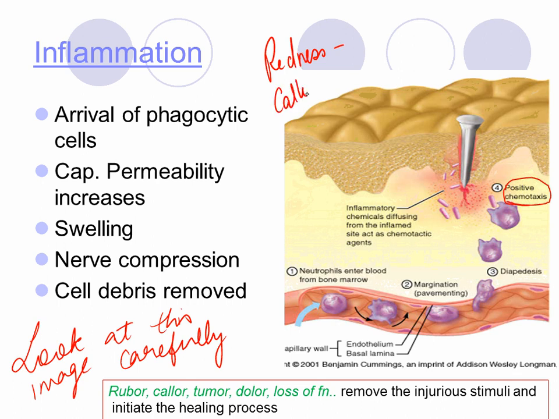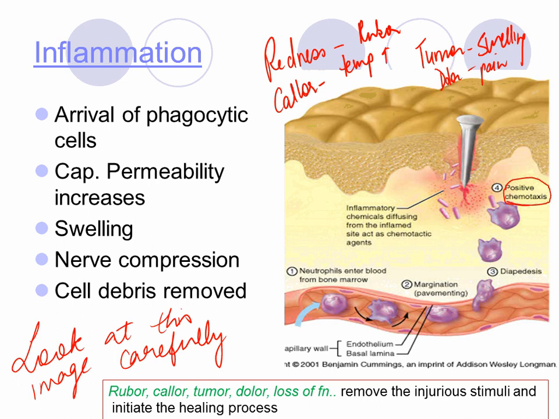Calor means temperature. So rubor was redness. Temperature is raised because there's more blood flowing through that area. Tumor means swelling. Swelling is because the capillary permeability has increased, so fluid has gone out. And dolor is pain. The pain is because those nerve endings have been compressed.